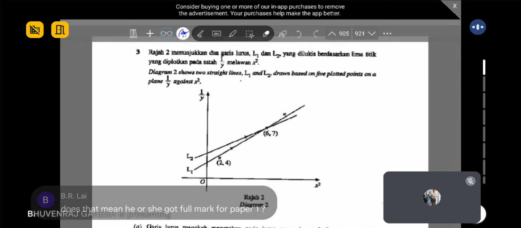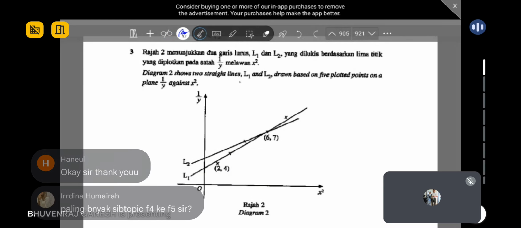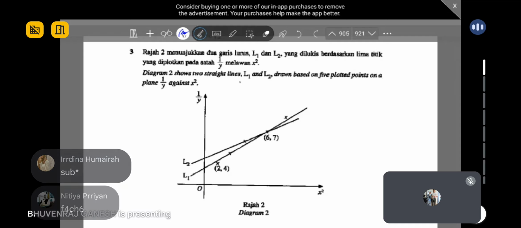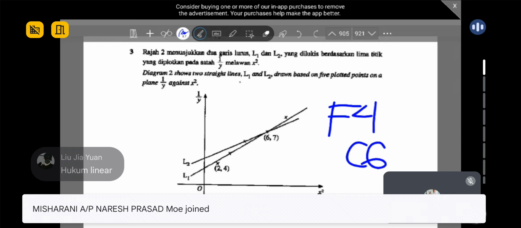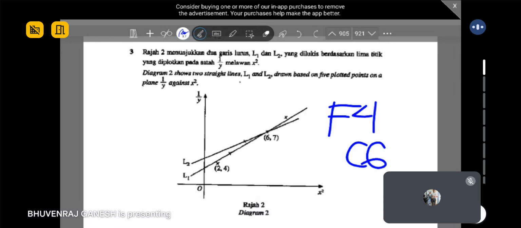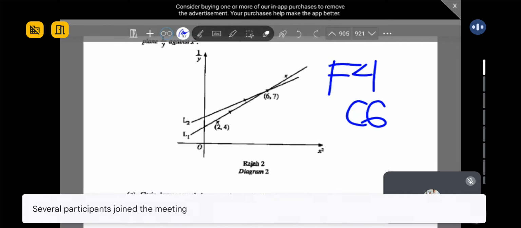Okay? Alright. So we go to question number 3. Okay, so what chapter is this, guys? Apa bab yang ni? Sama saja, tak boleh kata paling banyak. It's very equal one. Semua bab akan keluar. Tak boleh escape. Yes, this is linear law, guys. Okay, form 4, chapter 6. Okay, so first question. Okay, this is a theory question, guys.